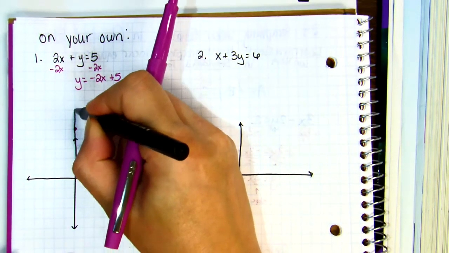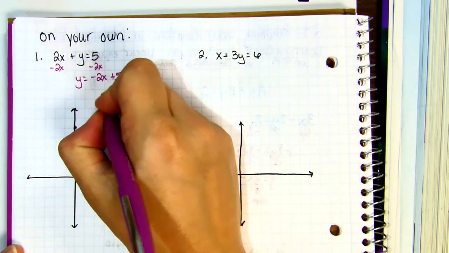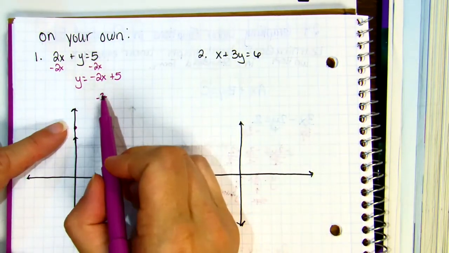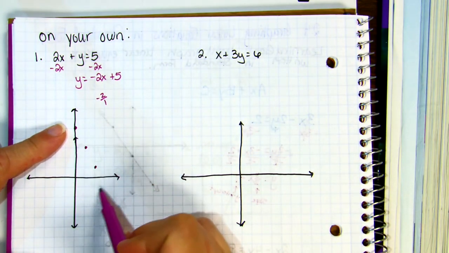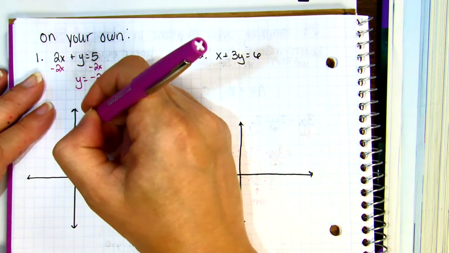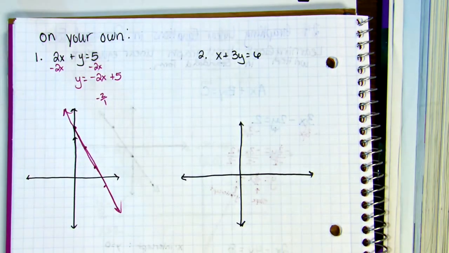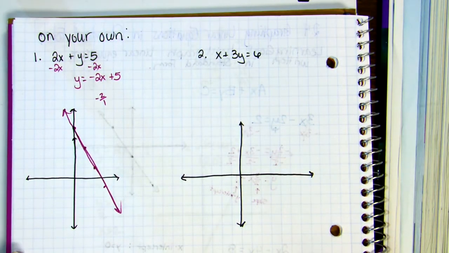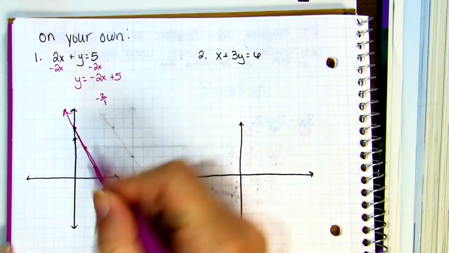Let's just do that. There we go. My slope is negative 2. Remember, another way to write that is negative 2 over 1. So I'm going to go down 2 over 1, down 2 over 1. Do a couple of those. Whoops. Pretend like my line is straight-ish. And there's my line.